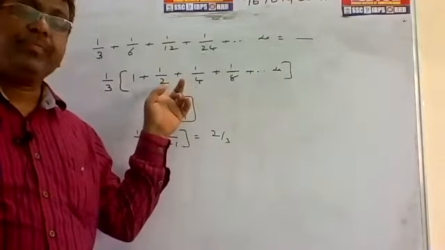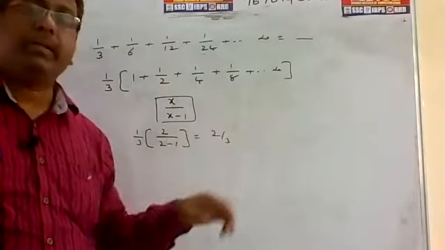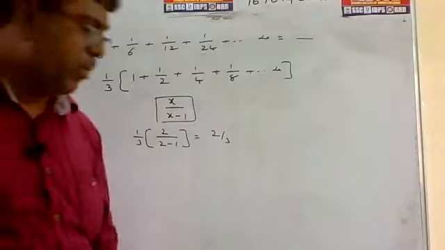X means 2. So that means 2 by 2 minus 1, that is equal to 2 by 1, so 2 is the answer. Same model, another one.